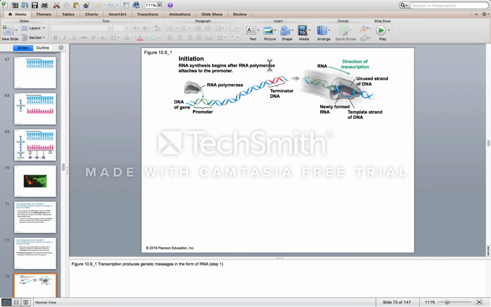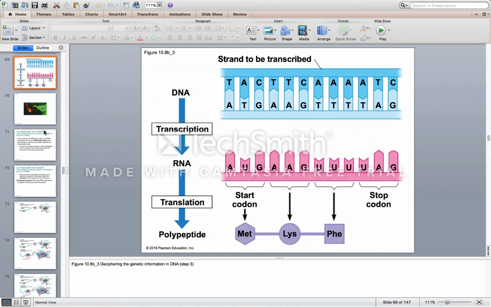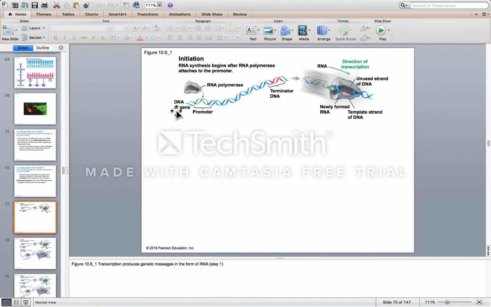So let's take a look at the whole picture. There are a couple of things. We've got to initiate it, and then we're going to elongate it. One of the first things you have to do is initiate the sequence. So RNA polymerase will attach to the DNA at the promoter region. It will go down the length of it, and it'll base pair until it gets to the terminator. In the end, you're still going to get a single strand of messenger RNA.